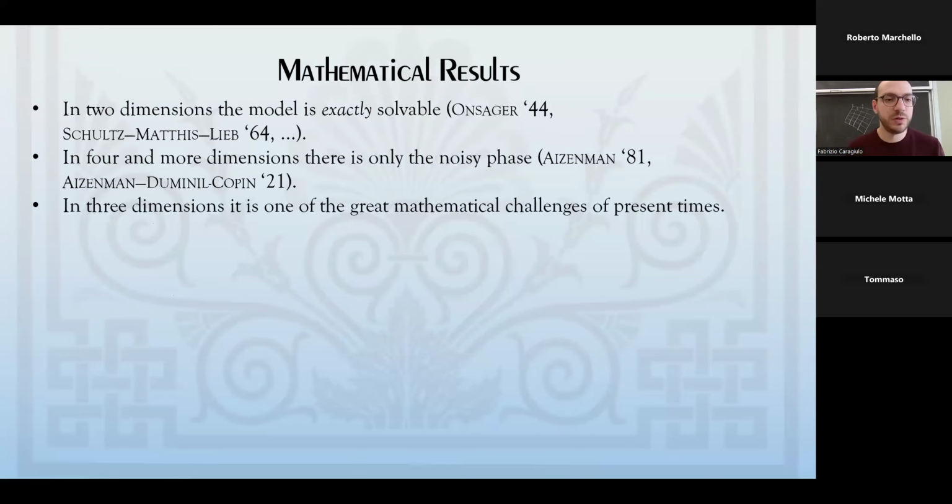In four and more dimensions, instead, there is only the noisy phase, so the system always converges to a noisy system on large scales. In dimension three, it should undergo a phase transition, but as far as I know, there is no real idea on how to proceed in this case and prove it. And so it stays open as one of the big mathematical challenges of present times.